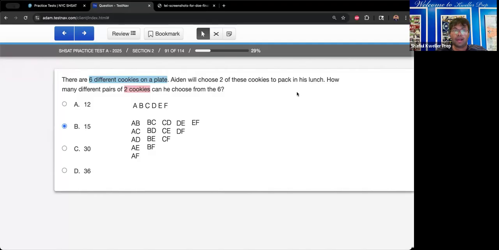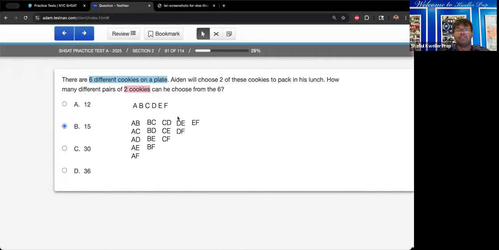Just do it this way. My piece of advice would be to do it this way. If you already memorized the formula in your head, then do it like that. But if you didn't, just do it this way. This is the easiest way. This is how I solved it when I took the test. I didn't know the combination formula on the test.